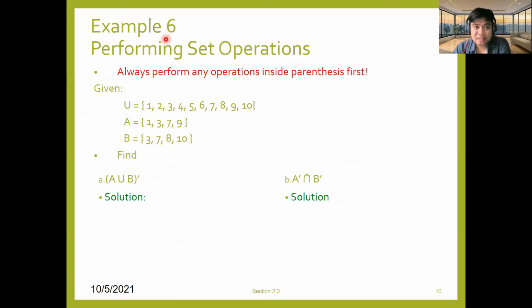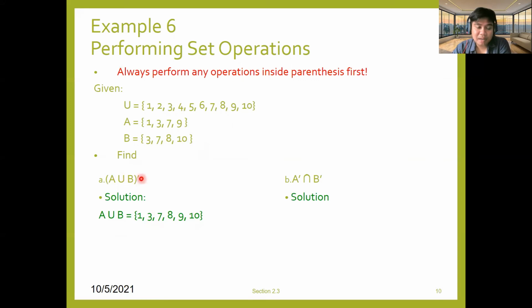Next, example number 6, performing set operations. So always perform any operation inside the parentheses first. So as you can see, we have here universal set, set A, set B. So we need to find A union B and then prime. So una, we're going to perform first yung A union B. So that will be 1, 3, 7, 8, 9, 10 kasi we're going to merge A and B. 1, 3, 7, 8, 9, and 10.